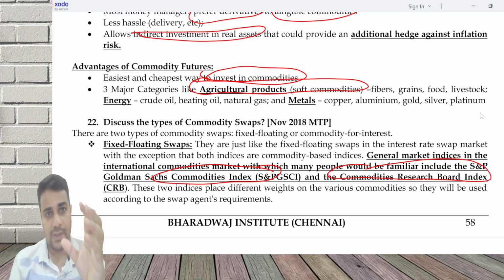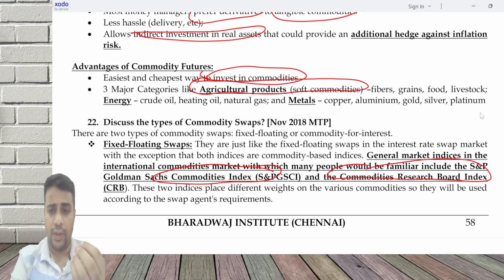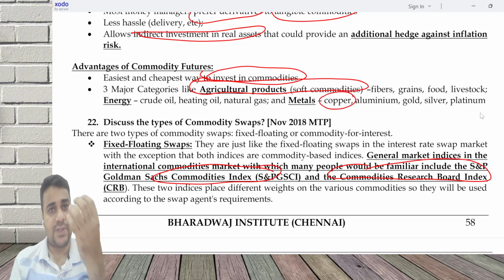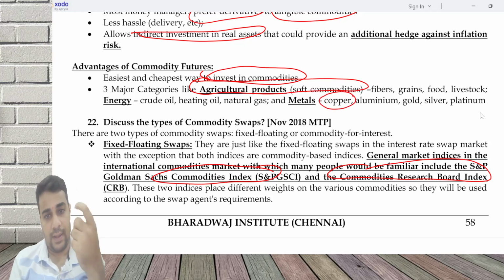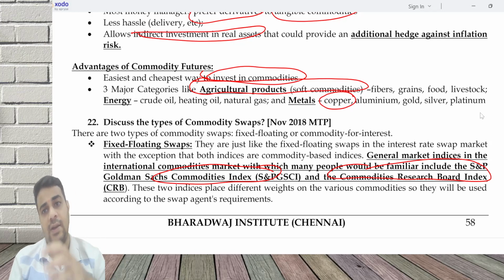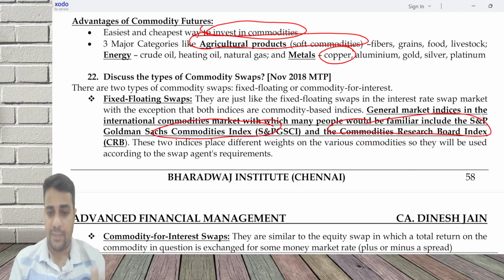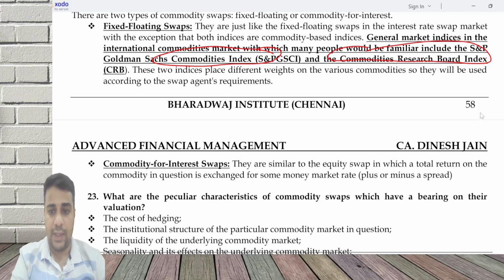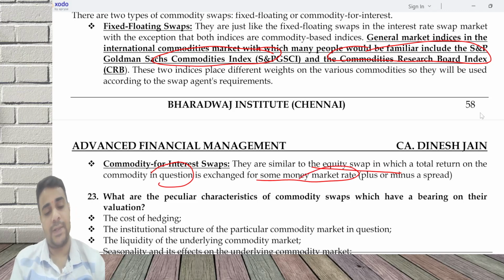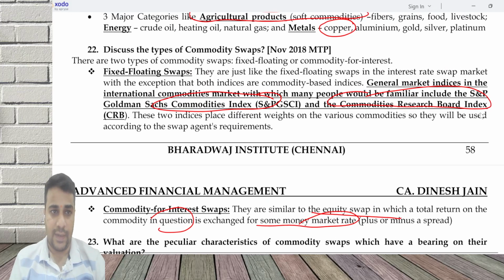Commodity for interest swap: take any commodity, for example copper. In the first month, whatever is the increase or decrease in the copper price, I will exchange that with an interest, which could be the base rate plus or minus certain changes. Similar to an equity swap, in which the total return of a commodity is exchanged for some money market rate plus or minus a spread.